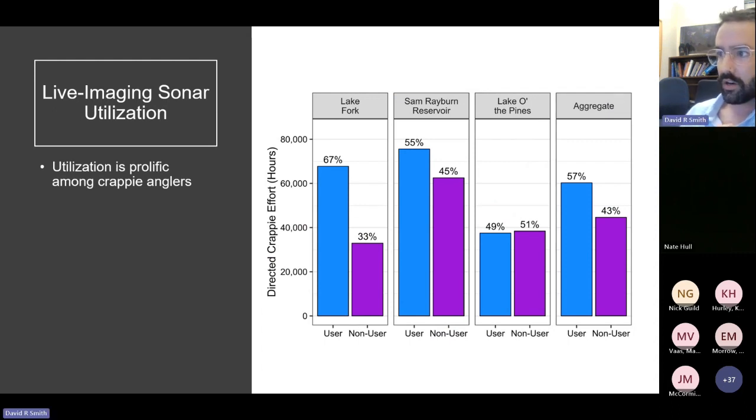So shown here is our directed crappie effort estimates for each of the lakes, as well as an aggregate average. And we saw live imaging sonar utilization either reaching or exceeding a majority of directed crappie effort on each of these reservoirs, with users shown in blue here and non-users effort shown in purple here. It's ultimately led to an aggregate average of 57%. 57% of the effort we observed on these 3 reservoirs came from live imaging sonar users.